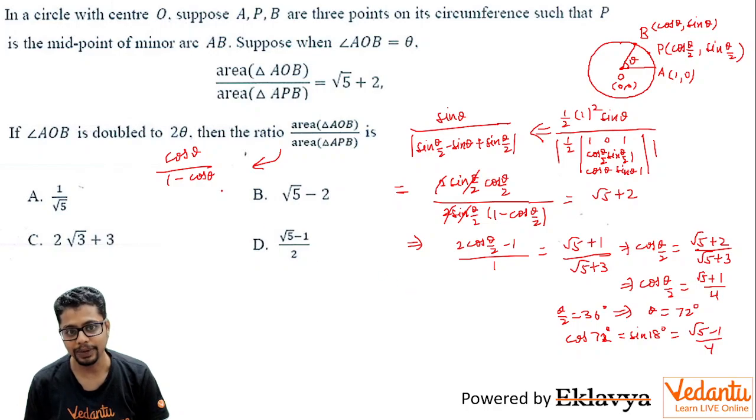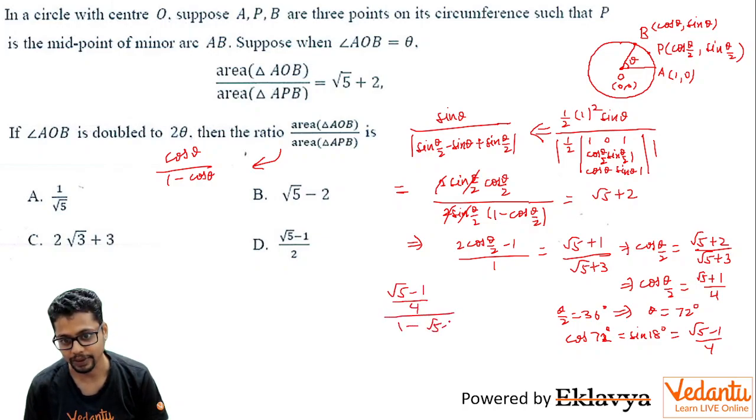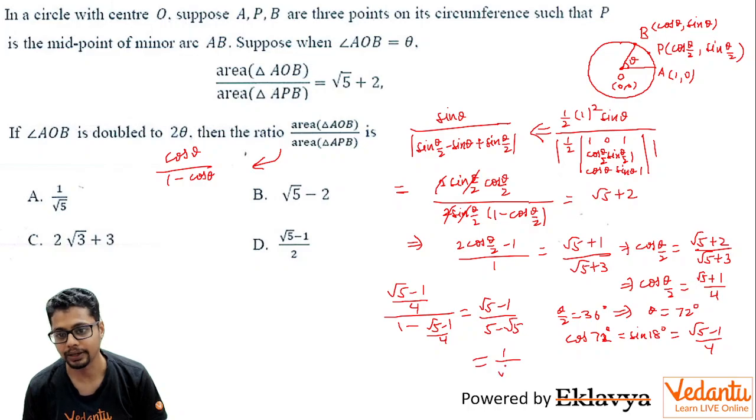So my answer essentially will be cos theta divided by 1 minus cos theta, with cos theta being root 5 minus 1 by 4. So what you essentially get is root 5 minus 1 by 5 minus root 5, so it is essentially 1 by root 5. Yes, so A is the answer. Thanks for listening.